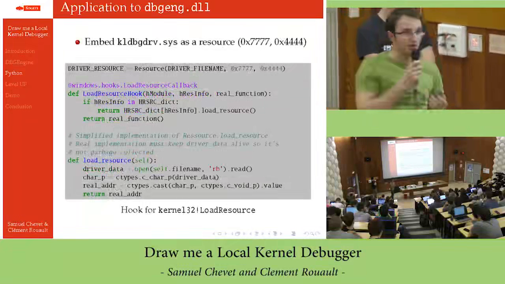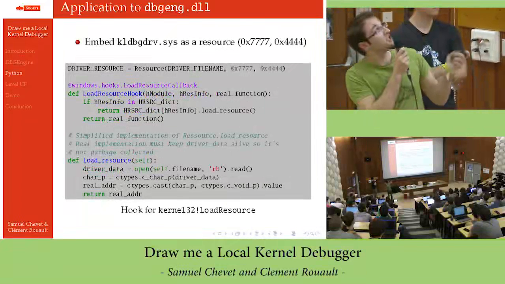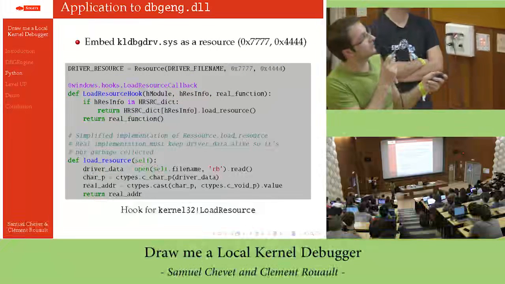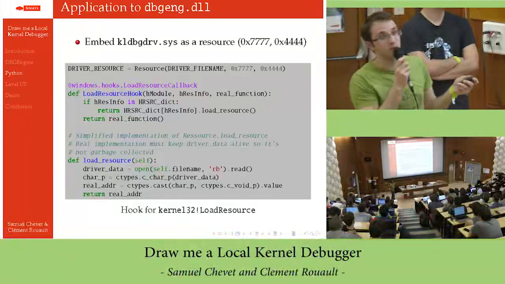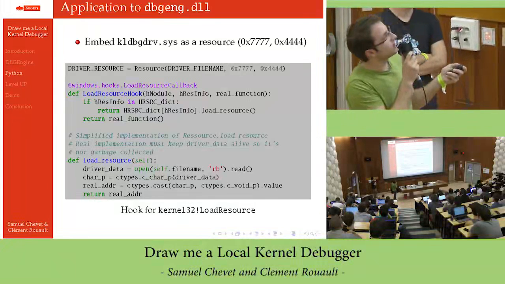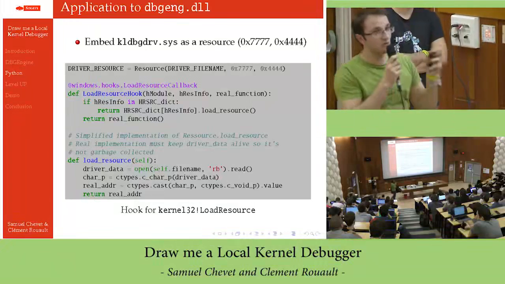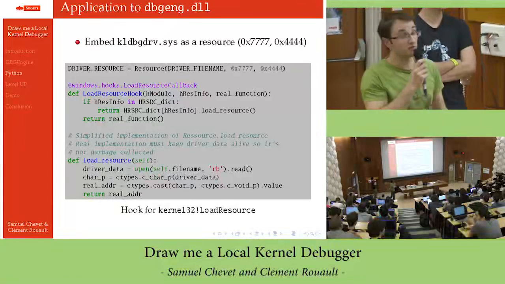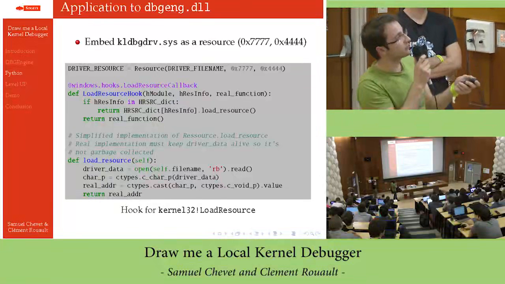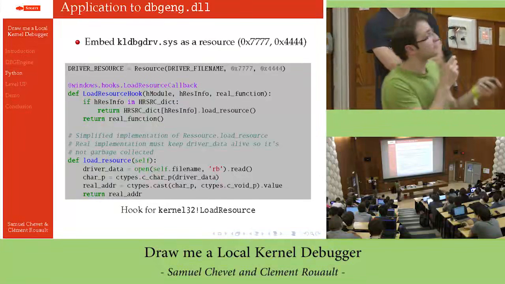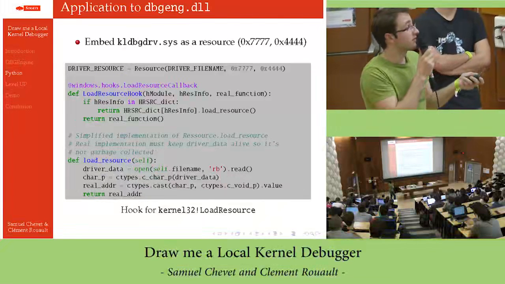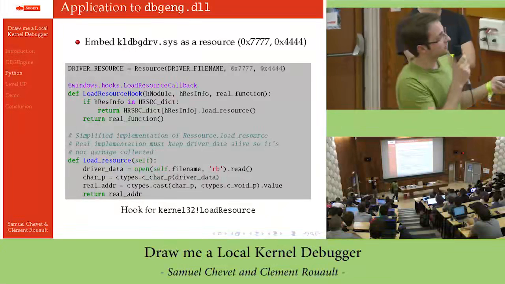And we also need to embed the kldbgdrv.sys as a resource. So what we do is we create a resource from a path on the hard drive. For example, the LoadResource hook will have its own dictionary of opened resources, and we just load the resource. And the code loading the resource is pretty simple. We open the file, we get the address of the open file, and we return the address.